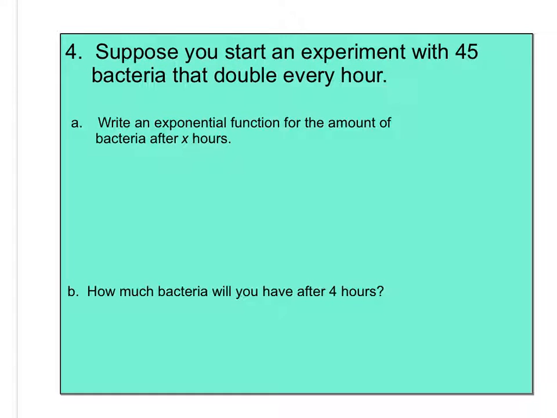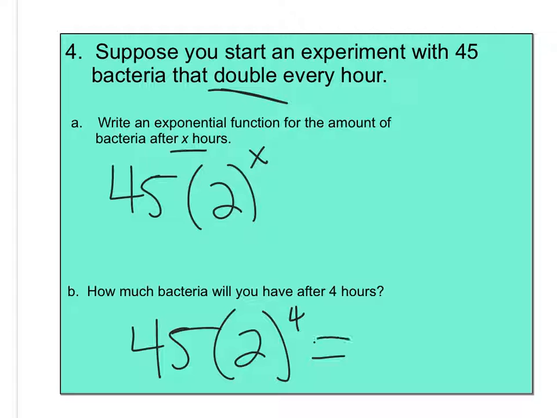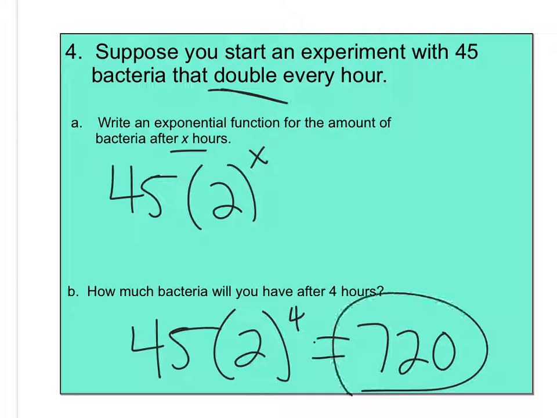Suppose you start an experiment with 45 bacteria that double every hour. This is kind of similar to that first problem we looked at. Write an exponential function. So I start off with 45. 45 is my initial starting amount. And it doubles, so that means it's going to go by 2, where x is my hour. So 45 times 2 raised to the 4th. So after 4 hours, I'm going to be at 720 bacteria.